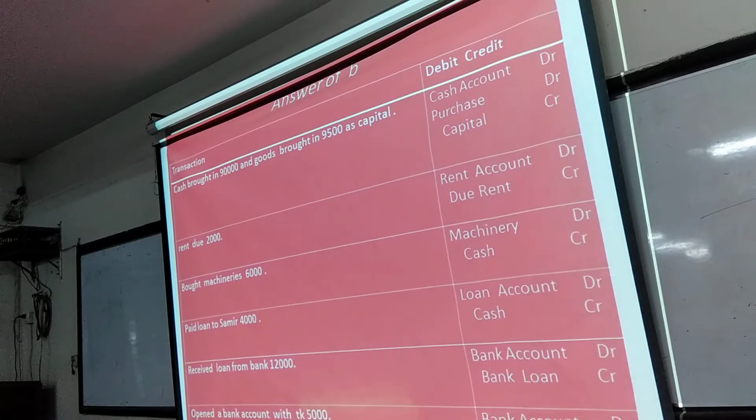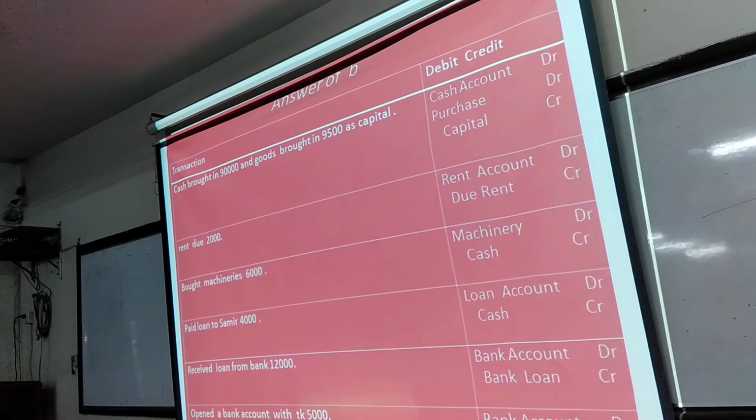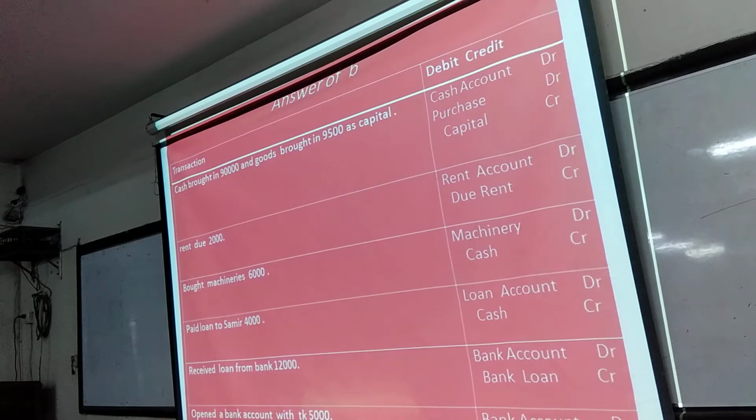Paid loan to Samir. Liability will be decreased. Loan account debit and cash will be decreased. As a result, cash will be credited.